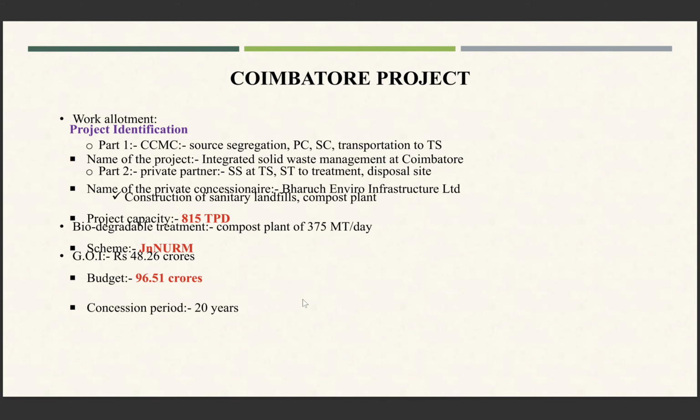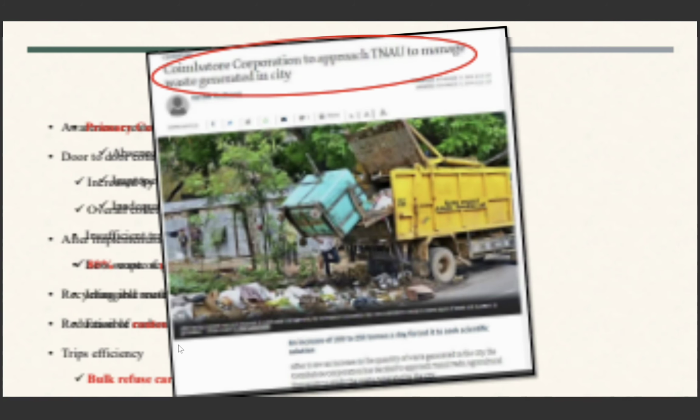So next is the Coimbatore project. This project's capacity was 1815 tons per day, and it was developed under the JNNURM scheme, and the concession period was 20 years.